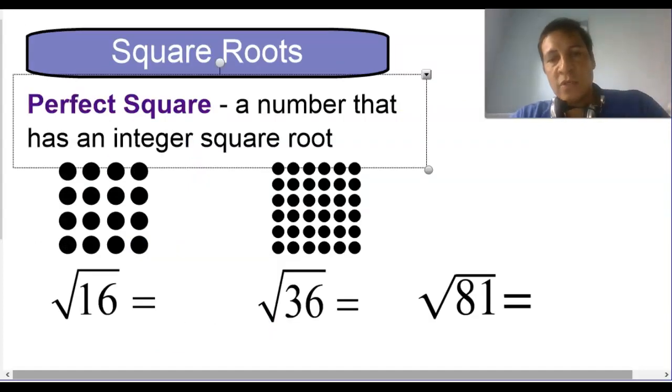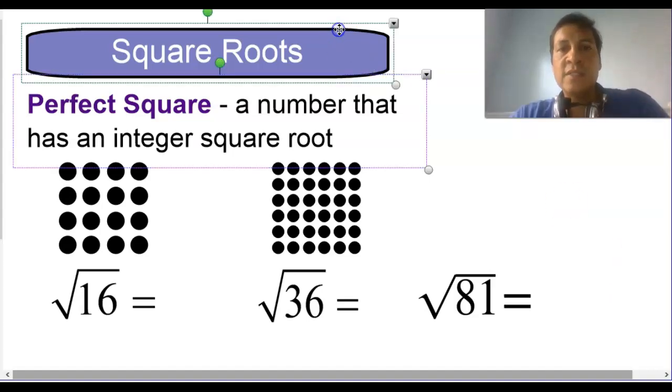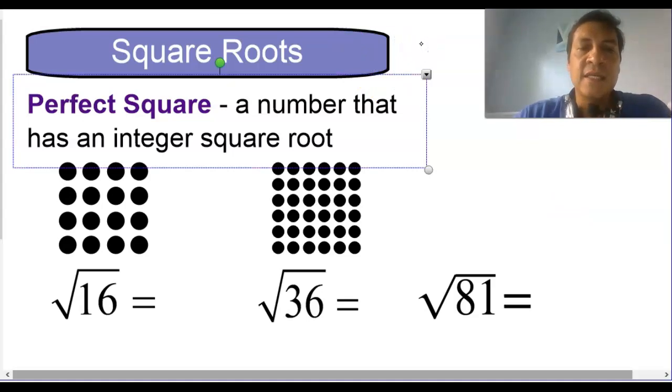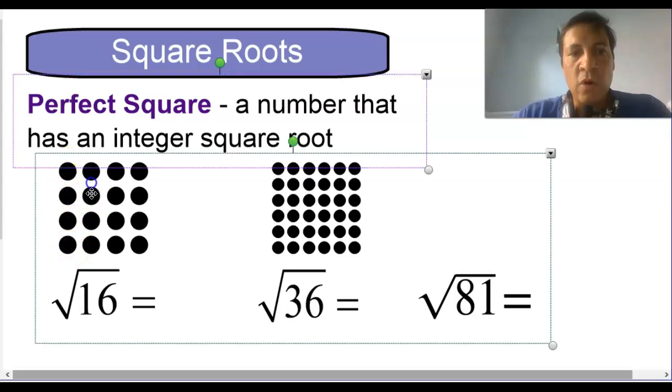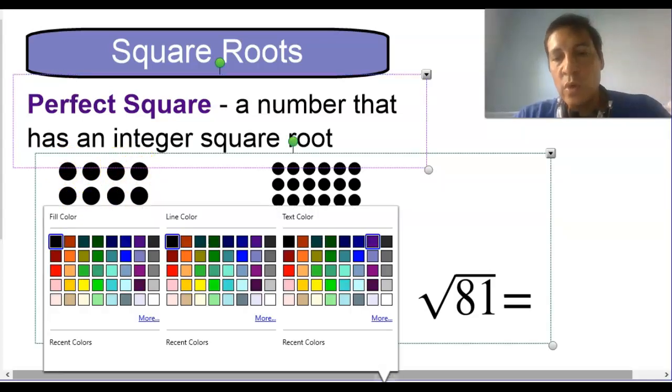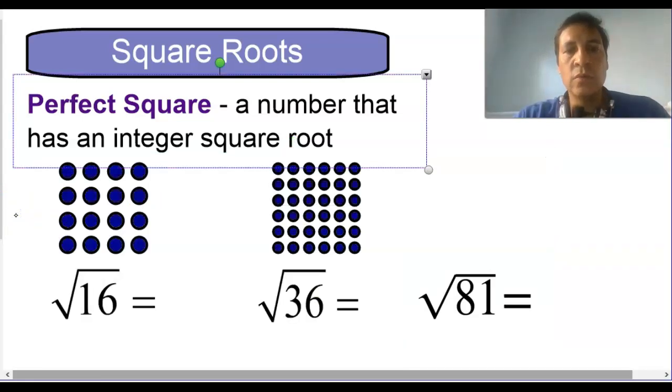These numbers are special. They're called perfect squares. So a perfect square is a number that has an integer as its square root. So let's look at the square root of 16. Do you notice that I can count up all of these dots and there are 16 of them, right? And that square that it makes is a 4 by 4 square. So for the square root of 16, you can see why that is equal to 4.